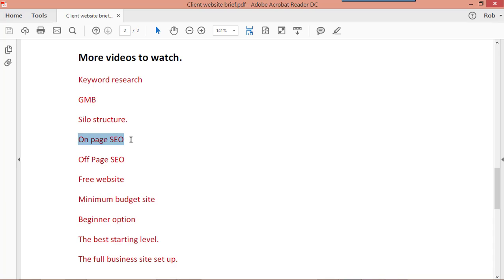By the way, a little bit of that targets on-page SEO, so that's the silo structuring done there, and I'll talk about that later.